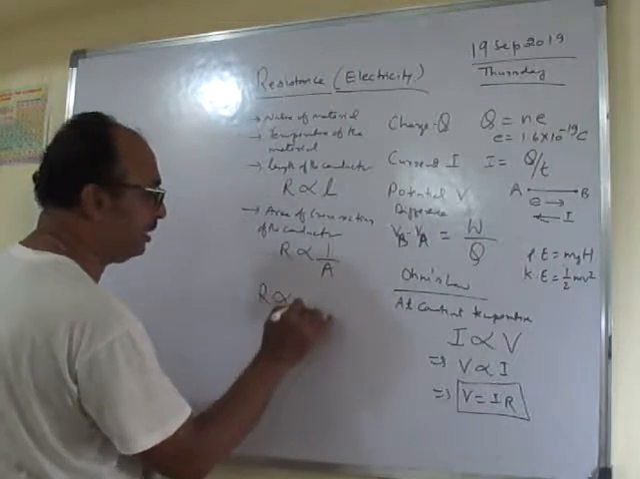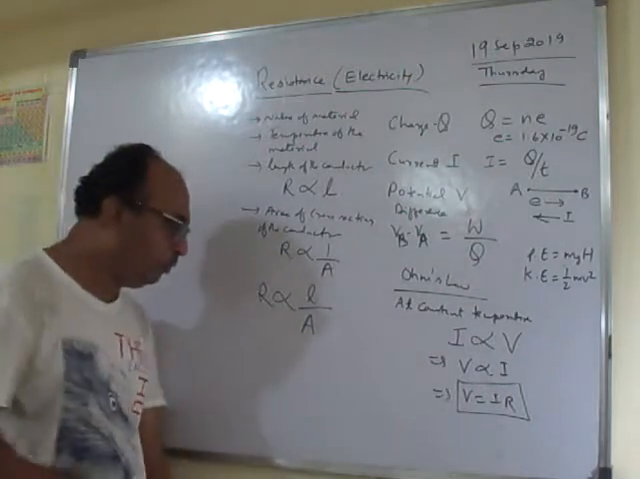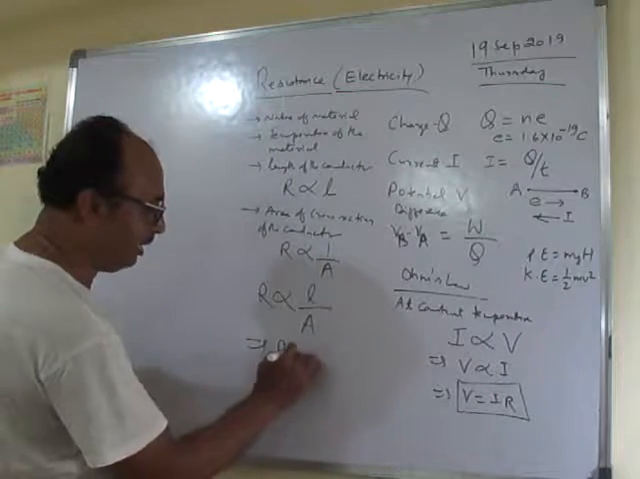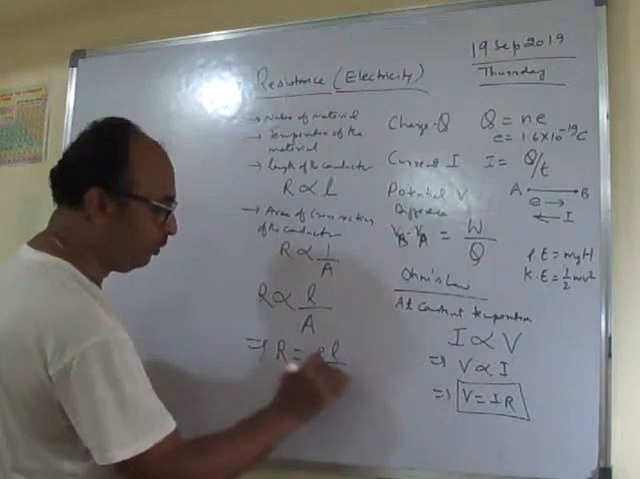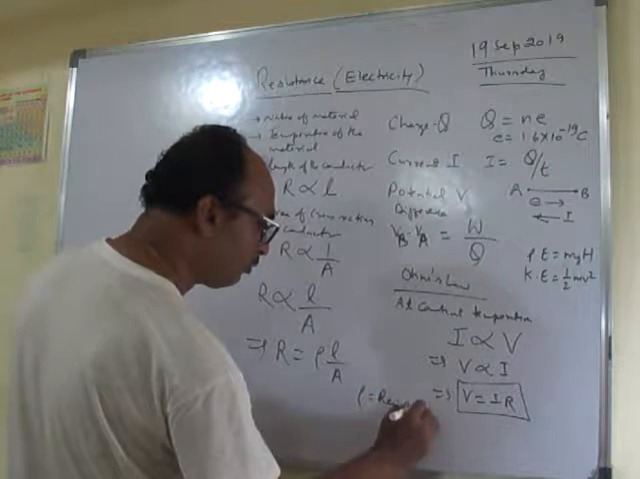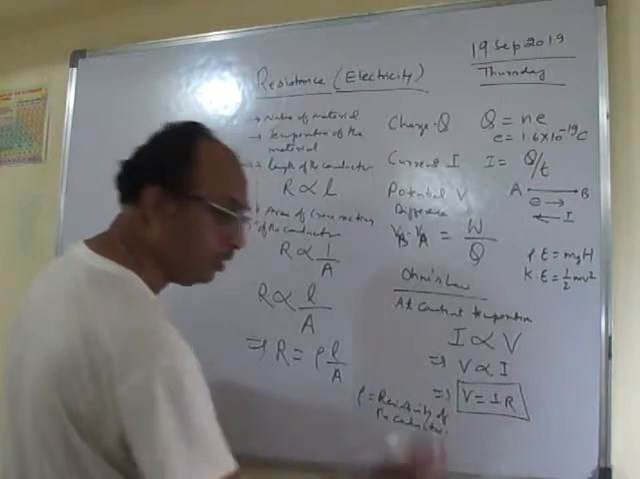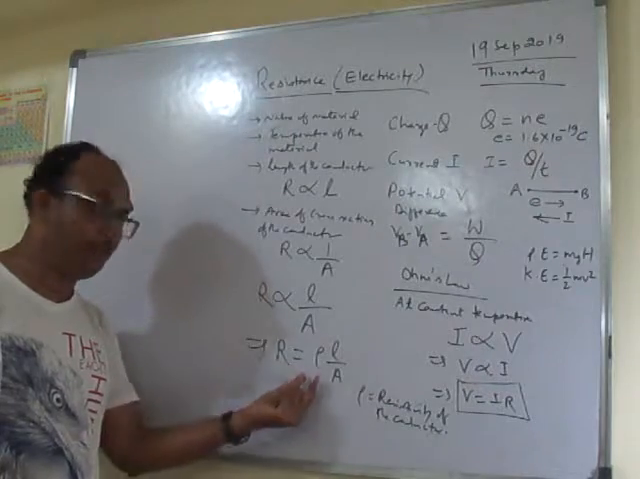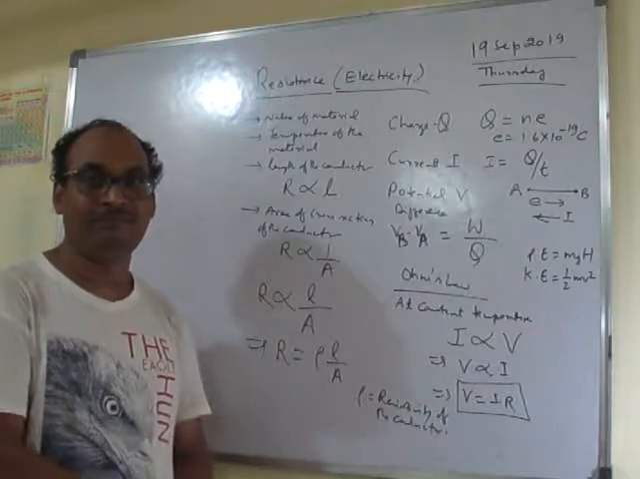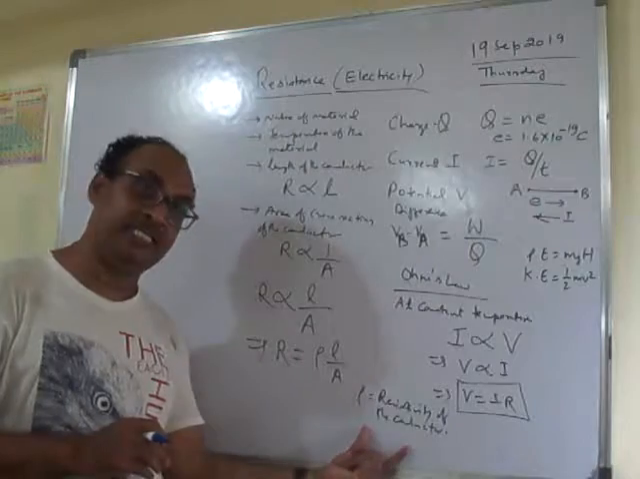When we combine these two, we get R proportional to L by A. Then we get a proportionality constant, and R becomes rho L by A, where rho is called resistivity, the resistivity of the conductor. Resistivity is the property of the material by which it opposes the flow of electrons, the flow of current.